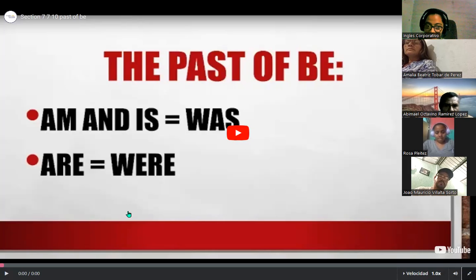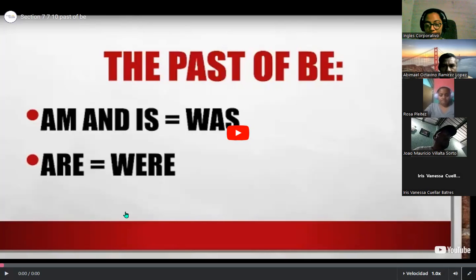Sería como no confundirlo de manera auxiliar. Porque auxiliar es el did, exacto. Auxiliar es did, pero el be no es auxiliar, ¿sí? Entonces, el did es pasado, pero es auxiliar. En cambio, el pasado del verbo to be es different. Es lo que vamos a ver ahorita, ¿ok? Pay attention, please.